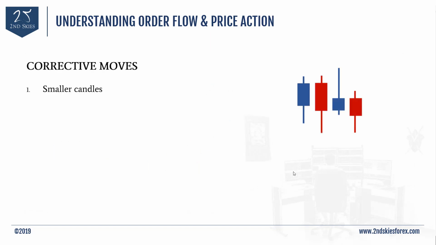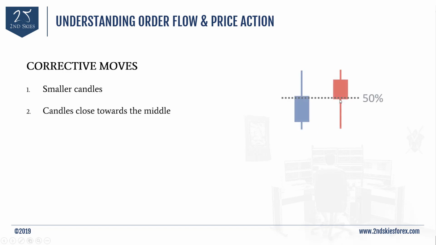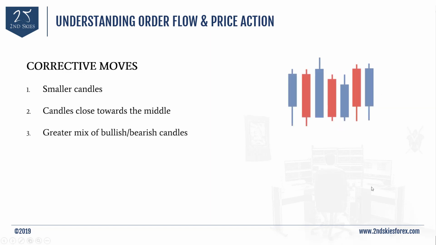Corrective moves are really easy to understand because they're just the inverse, the opposite, of an impulsive move. Instead of the candles being large, they're smaller in nature. Instead of the candles closing towards the highs or lows, they close towards the middle. Instead of there being constantly one color of candle, bullish or bearish, there's a mix. So just think of corrective moves as the inverse of an impulsive move, not just from a visual standpoint, but in what they communicate from an order flow perspective.